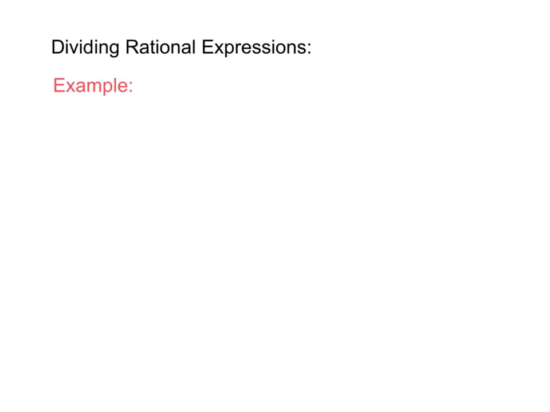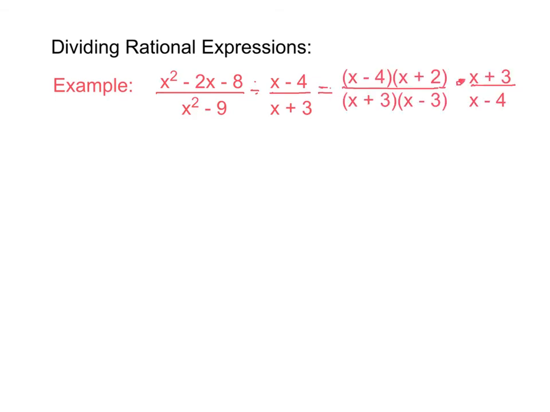So let's look at an example. Let's say we have x squared minus 2x minus 8 over x squared minus 9 divided by x minus 4 over x plus 3. So if we factor the first expression, the x squared minus 2x minus 8 becomes x minus 4 times x plus 2, and the x squared minus 9 becomes x plus 3 times x minus 3, and we flip the second rational expression, so now it's x plus 3 over x minus 4. This is what we end up with.